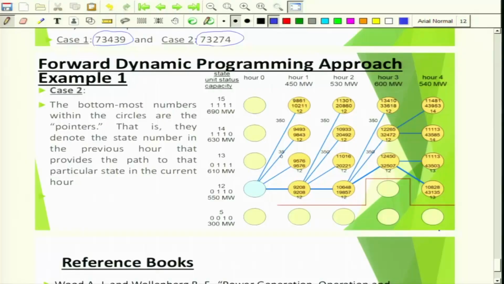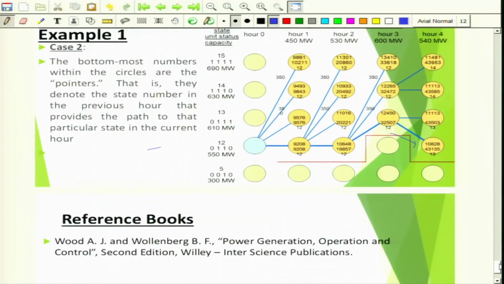If they are available and not many constraints are there, then the strict priority order list is computationally the lighter burden. These are the details, like how from hour 3 to hour 4, instead of going to combination 14, combination 13 could have been the best possible option. So this is what the forward dynamic programming approach is all about for this class. Thank you very much.